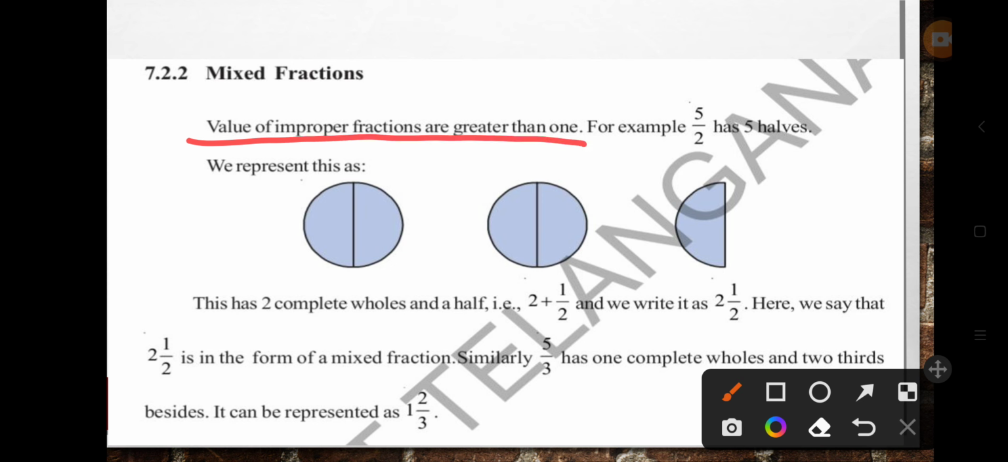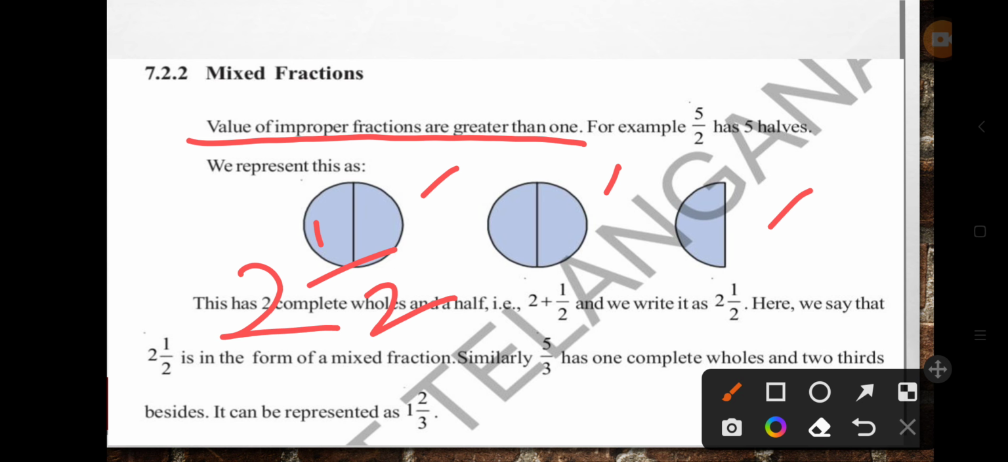For example, 5 by 2 has 5 halves. We represent it like this: we complete 2 wholes fully, and then take another half. So we took 2 complete ones, so 2, and how much more did we take? Half. So 2 1/2 is the answer. We say that 2 1/2 is a form of a mixed fraction.